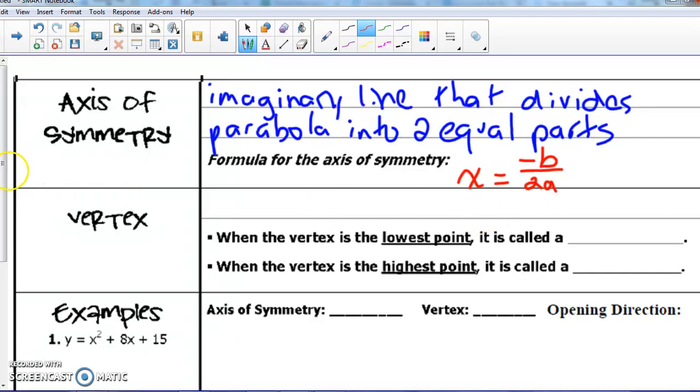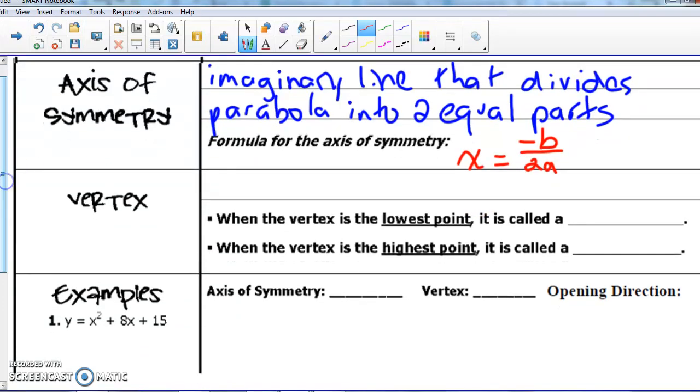Now, another key component of a quadratic when we're graphing it is its vertex. We looked at the vertex a lot. I don't know if I often referred to it as the vertex in chapter 2, but when we had transformations and we moved left, right, up, down, and we dotted a point, that was the vertex point. So when the vertex point happens to be the lowest point on the graph, it is called a minimum value.